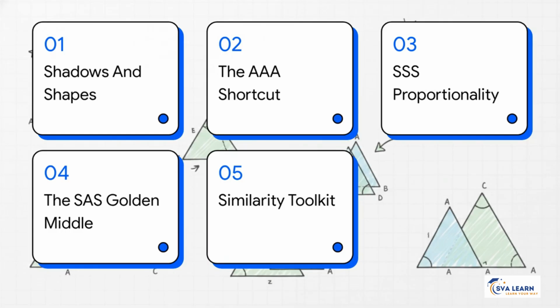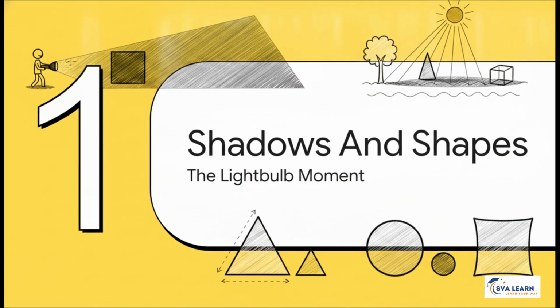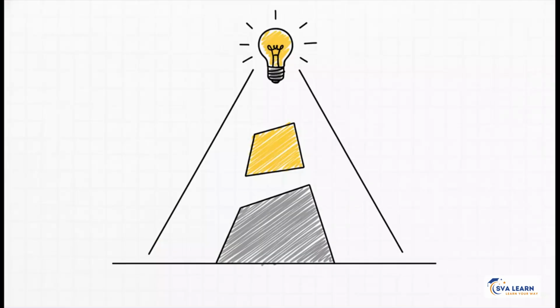We'll start with shadows and shapes, uncover the AAA shortcut, explore the SSS proportionality rule, find the SAS golden middle, and then pack up your ultimate similarity toolkit. All right, section 1, shadows and shapes. This is our light bulb moment. Before we even look at a single number, let's anchor this math in the real world.